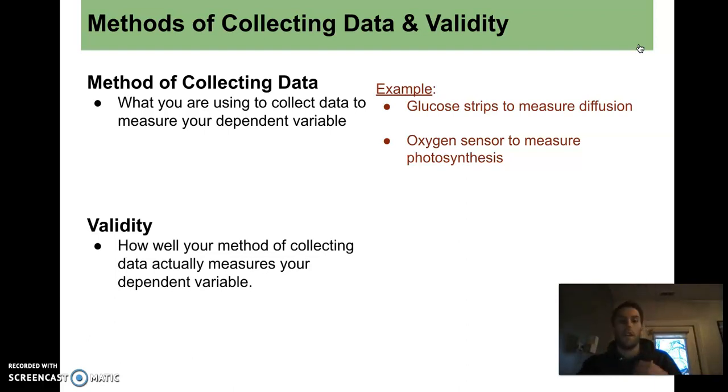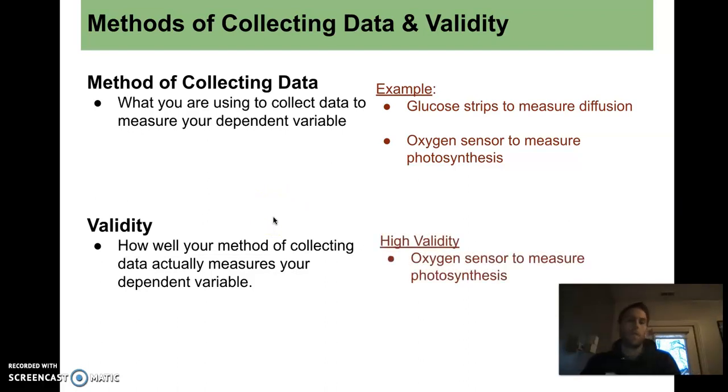Now here is a new term connected to the method of collecting data, which is validity. It's essentially asking how good this method of collecting data is at actually measuring your dependent variable. Here's an example of high validity: let's say we're using an oxygen sensor to measure photosynthesis. Oxygen's a product of photosynthesis, so that's a good way to measure photosynthesis.